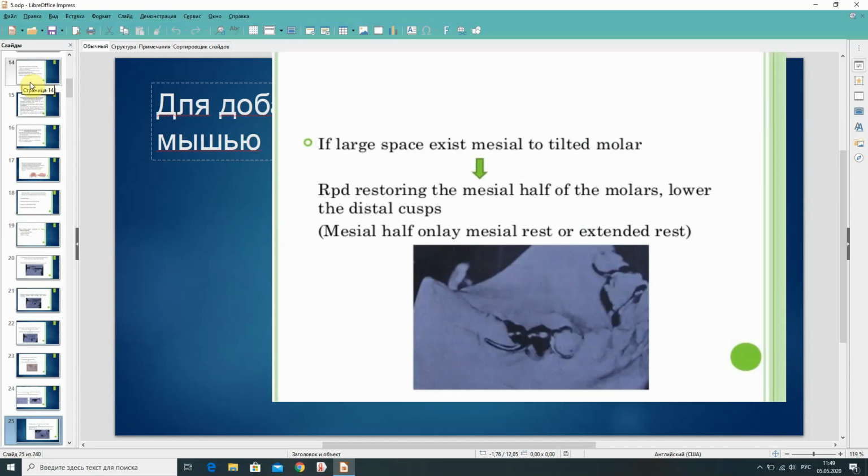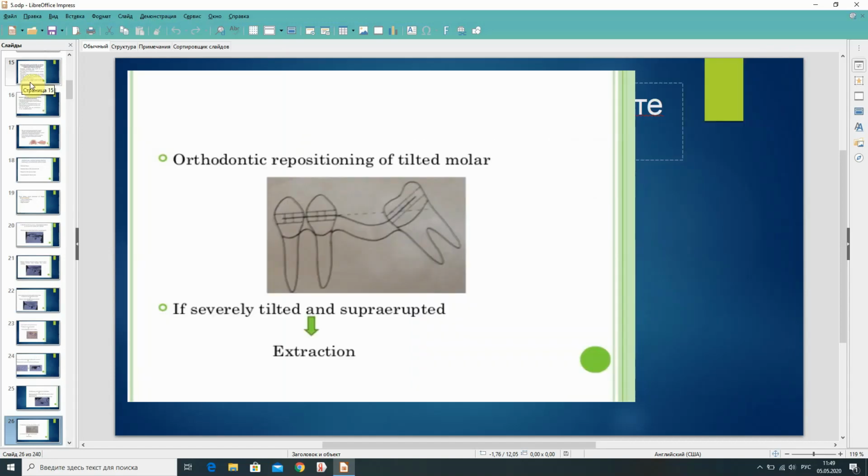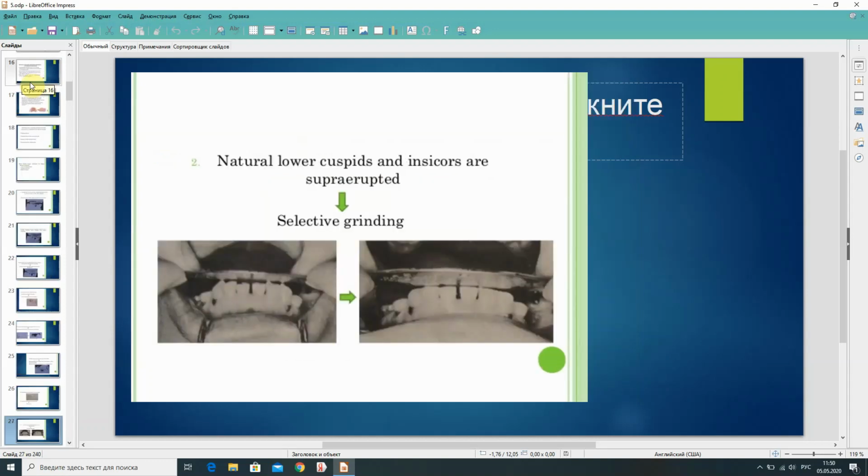If a large space exists mesial to the tilted molar, the partial denture should restore the mesial half of the molars, lower the distal cusps, mesial half only, mesial rest or extended rest. Orthodontic repositioning of tilted molars, if severely tilted, and supra-erupted, extraction. Natural lower cuspids and incisors are supra-erupted: selective grinding.